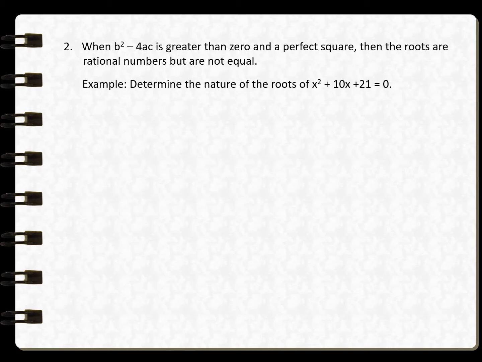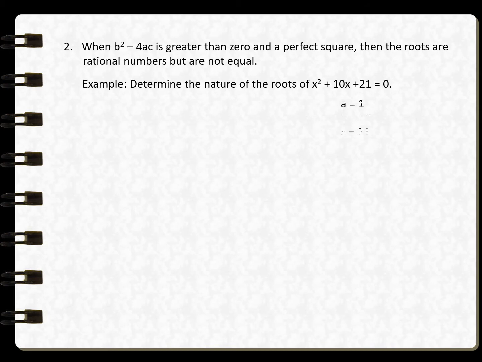Number 2. When b squared minus 4ac is greater than 0 and a perfect square, then the roots are rational numbers, but they are not equal. So let's have an example. Determine the nature of the roots of x squared plus 10x plus 21 equals to 0.